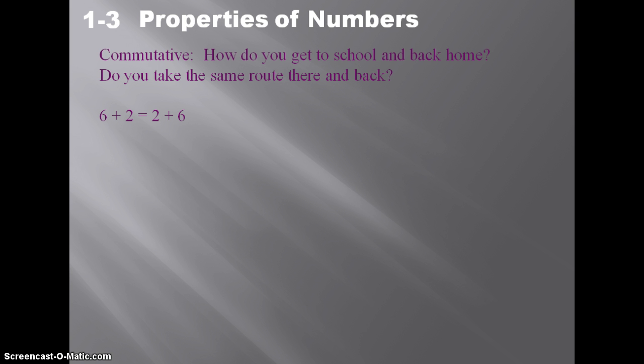Let's talk about the three different properties. The first one is commutative. Think about how you get to school and back home. Do you take the same route there and back? Regardless of the route that you take, you go one direction, you turn around, and you come back. And it's still the same path. So it's the same idea with addition. If you have 6 plus 2 or 2 plus 6, no matter what order you're going in, it's still going to equal the same thing.